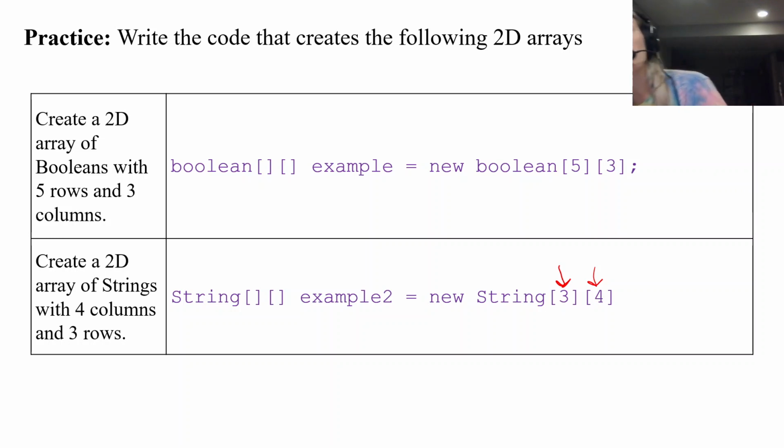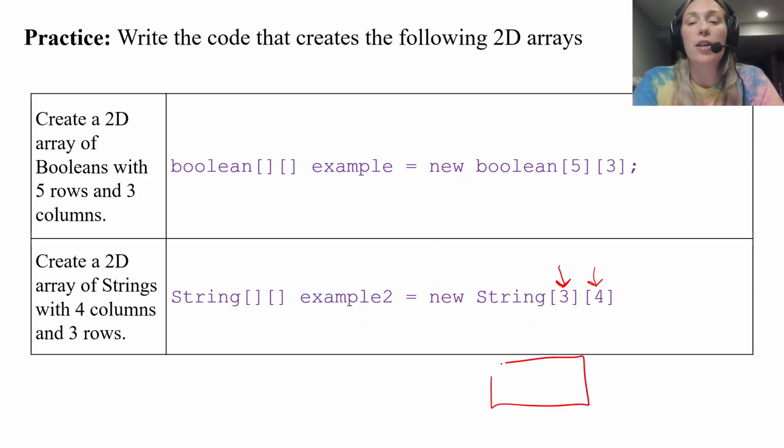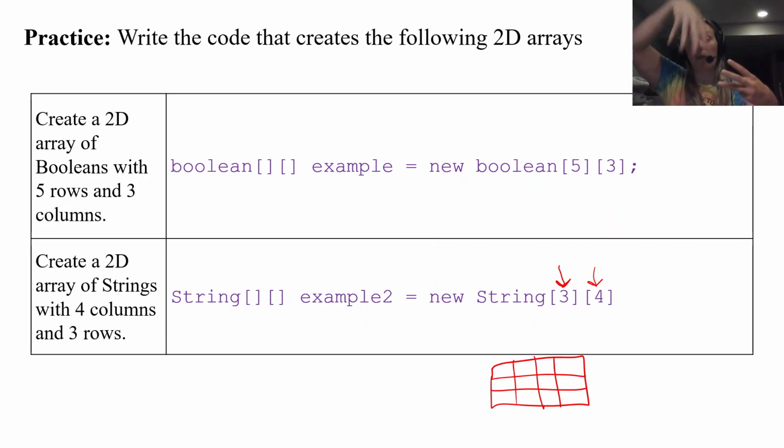Now, in this course, we will only be working with rectangular arrays. So when we create an array, like a 3x4, right? It's going to look like that. 3 rows, 4 columns.